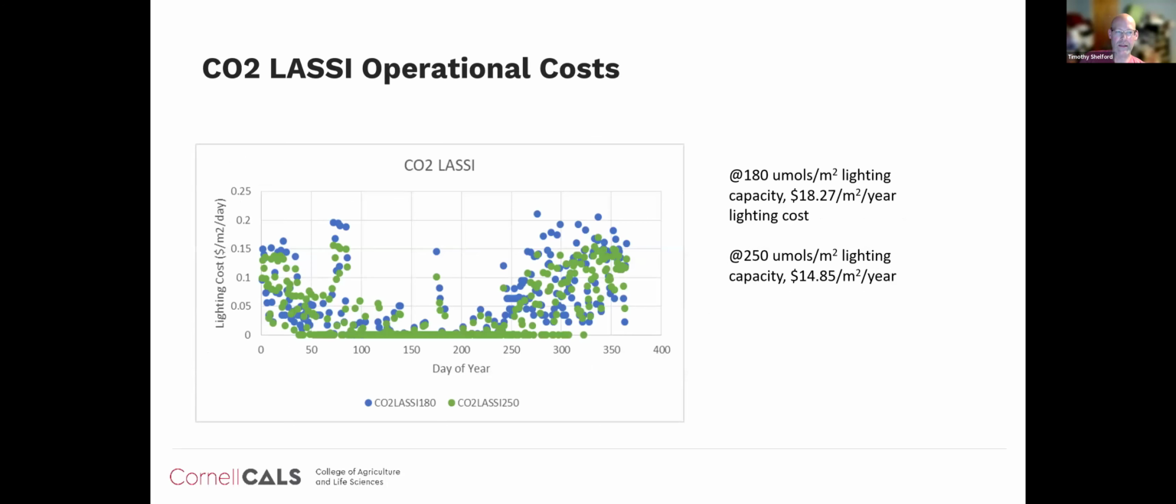So with using the CO2 LASSI with the same data set and the same two lighting levels, we can see very similar operation to the basic LASSI, where in the summertime we don't have very much lighting, and then we have more in the dark periods. I'll have a table later to show the comparison, but the operational costs are quite a bit lower by being able to supplement with CO2, even taking into account the cost of using CO2.